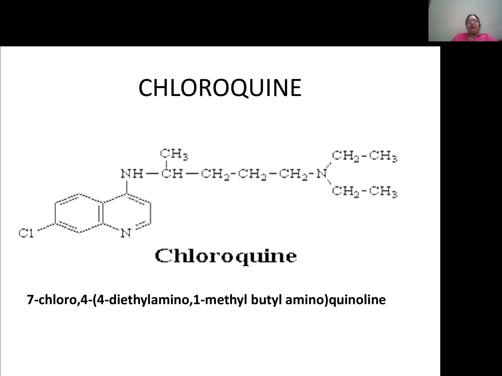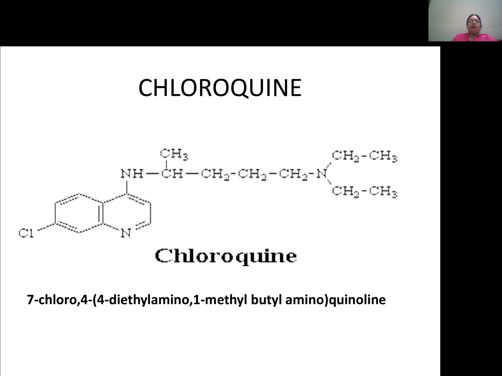Okay, so this is the basic quinoline nucleus with the nitrogen. Now the numbering goes with the heteroatom as 1, 2, 3, 4, 5, 6, 7 and 8. So at the 7th position you can see the chloro. So here you are writing 7-chloro. At the 7th position you have the chloro.